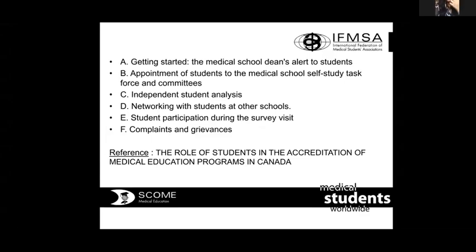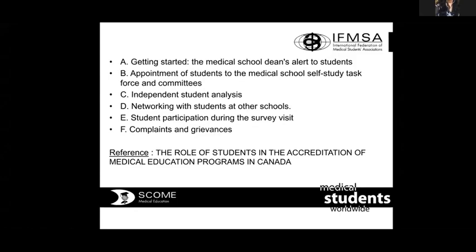So usually, most of the medical schools appoint about 9 committees to work. Each committee has to work on one of the domains of the accreditation standards. So each committee can report about the given domain, and then the 9 committees come together and revise the report written in each domain, and they can hand the self-study report to the accreditation agency. So the second step of the involvement of medical students is to appoint students to work along with the teachers in the self-study committee or self-study task force.